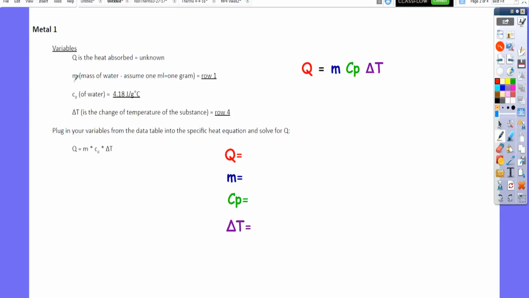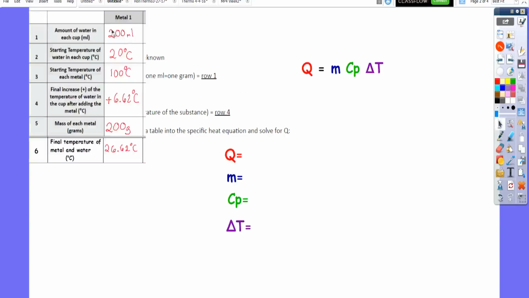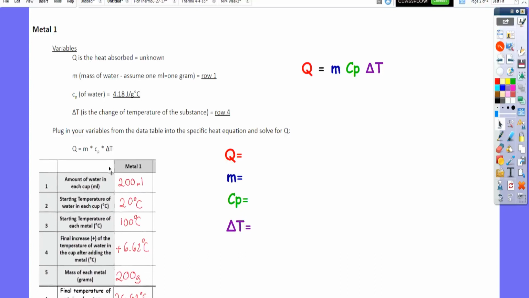So now I need to calculate and find my value of Q for my water. We're trying to find out how much energy went into my cup of water. So here's my data table. My Q, my energy that went into the water, is my unknown. It's my X. It's what I'm looking for. Then my mass of water: 1 milliliter equals 1 gram, so I have 200 milliliters of water in my cup. So my mass of water is 200 grams.